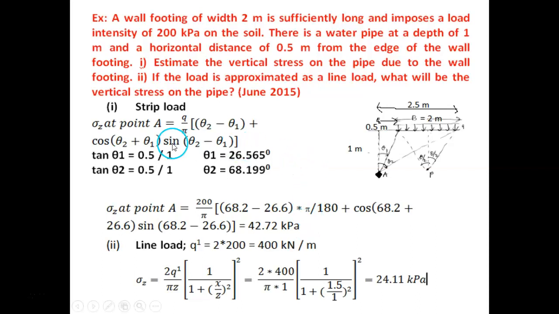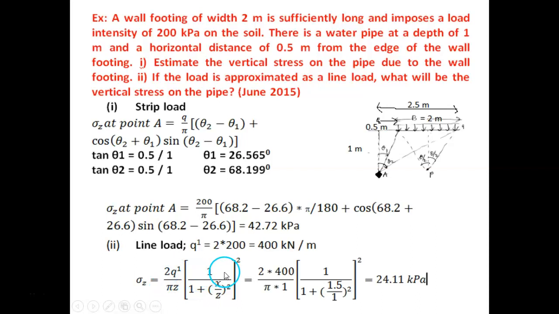Here in the second point, it is mentioned that the load is approximated as a line load. Here the load is given as strip load, that is load per unit area. Line load means you have to convert this load per unit area into load per meter length. So when you convert this load into line load, you will be getting 2 into 200, that is 400 kilonewton per meter.